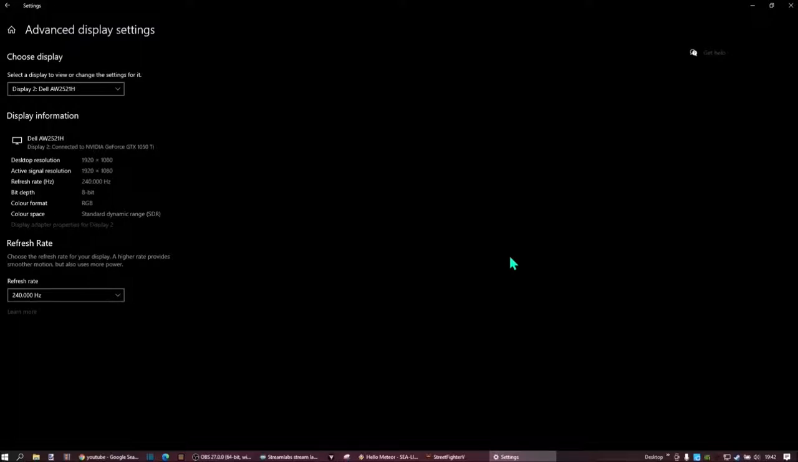So my old monitors are 60Hz, 1080p. That's good enough.